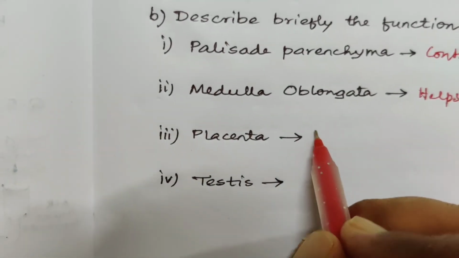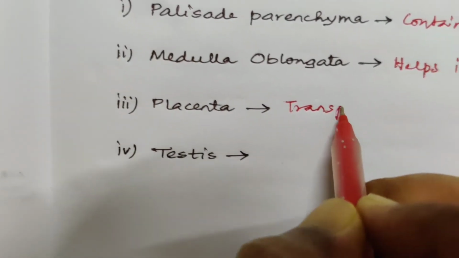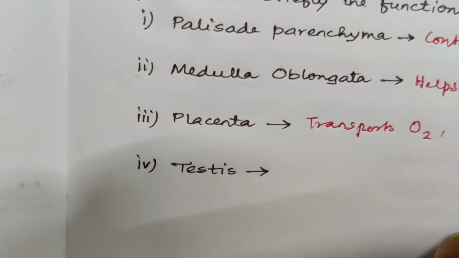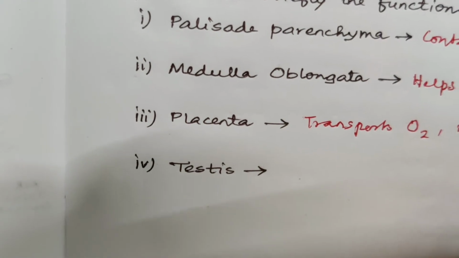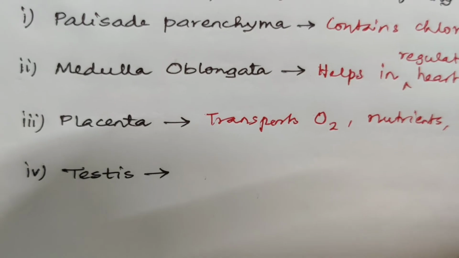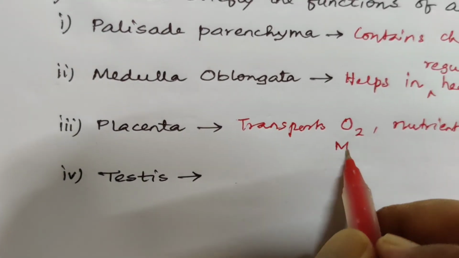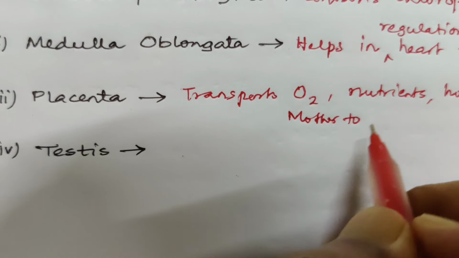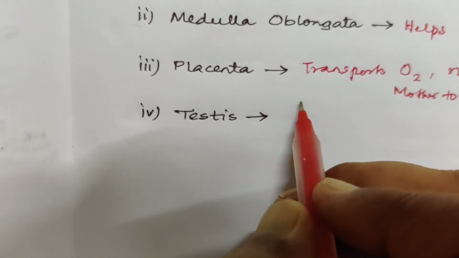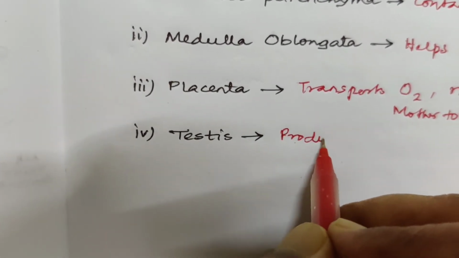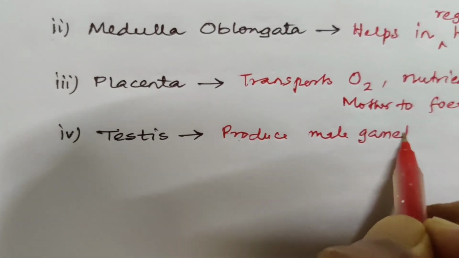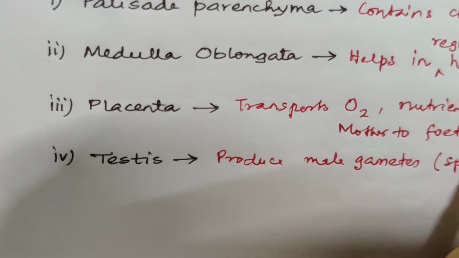Placenta transports oxygen, nutrients, hormones, etc. from mother to fetus. And testes produce male gametes. What are male gametes? Sperms.